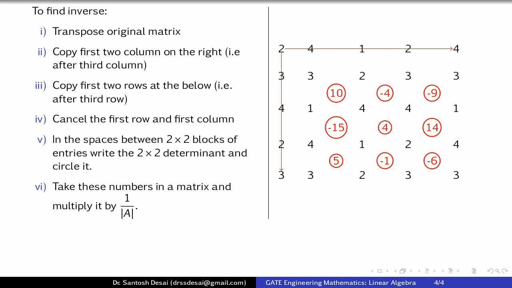And we know that the determinant of A is minus 5. So therefore A inverse is equal to 1 upon minus 5, and the first row is 10, minus 4, minus 9. Second row is minus 15, 4, 14, and third row is 5, minus 1 and 6. So this is the required A inverse.